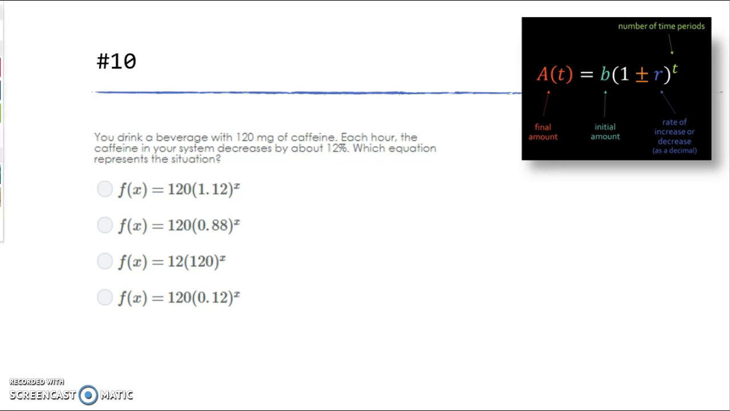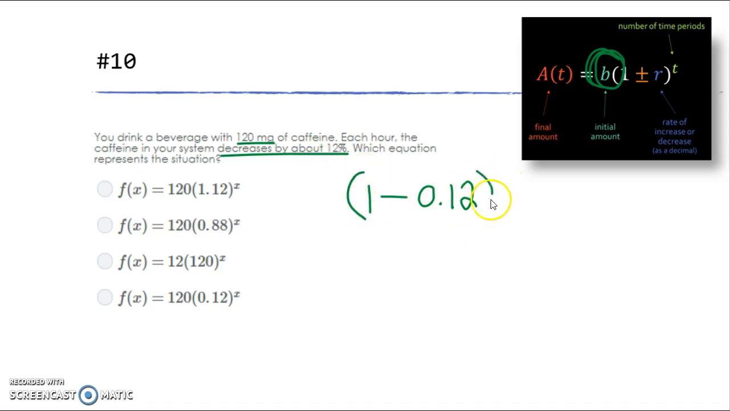I'm going to come through and I'm going to underline some of that key information. I'm starting with 120 milligrams of caffeine, so I know that that can go in the place of this initial amount. I also know that I'm decreasing by 12%. That means I'm starting with 100%, or 1, and I'm subtracting 12%, or 0.12. This is going to be my growth rate. I just need to simplify that down to show what the actual amount of caffeine is doing in my system.